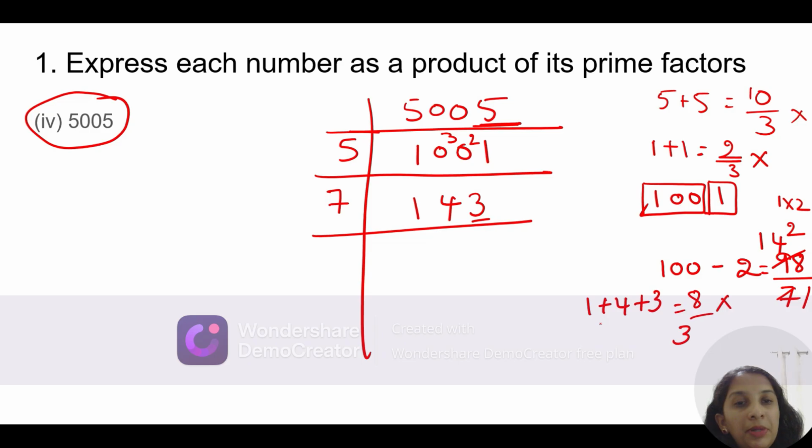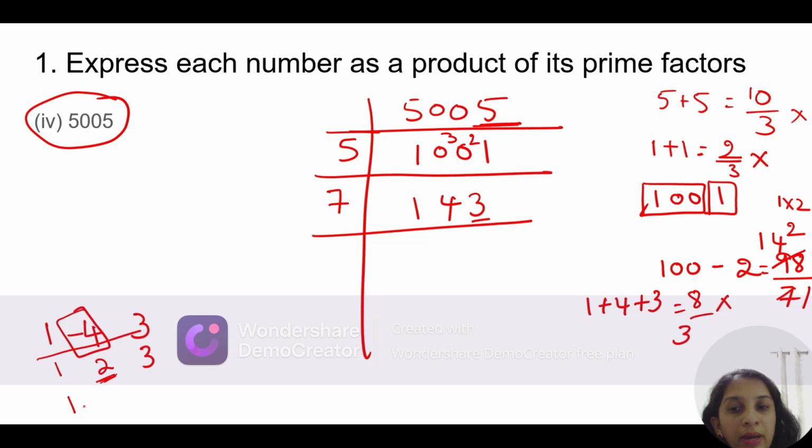Next, which is the next prime number? 11. But how to check whether it is divisible by 11 or not? I will tell you a trick. Write 1, 4, 3 like this and put a negative sign at the even digits place. This is at the first place, this is at the second place, this is at the third place, right? So at the even digit place put a minus. So 1 minus 4 plus 3.